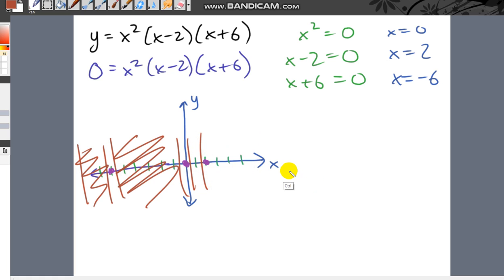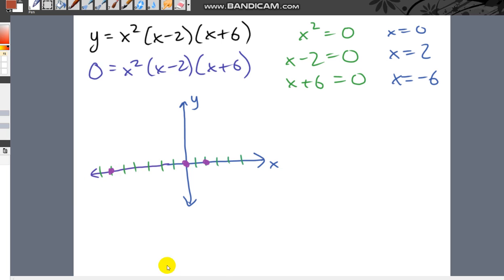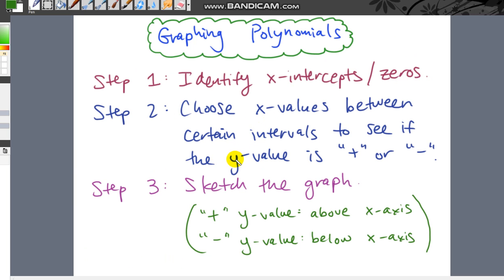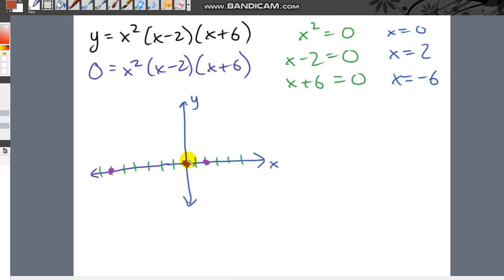That's step 2. Step 2 says we need to choose any x values within those intervals to see if our y value is positive or negative. Let's try that. Choose any number less than negative 6. Let's try negative 7. So we're trying x equals negative 7: negative 7 squared times negative 7 minus 2 times negative 7 plus 6.